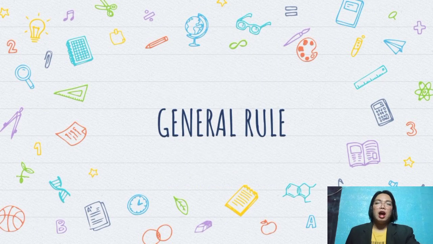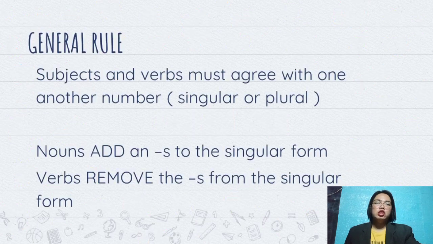Let's talk about general rules. The general rule is that subject and verb must agree with one another in number, singular or plural. Which means when the subject is singular, the verb must be singular. Same as in plural, when the subject is plural, the verb must be plural. When it comes to plural, nouns add an s to the singular form and the verb removes the s from the singular form.